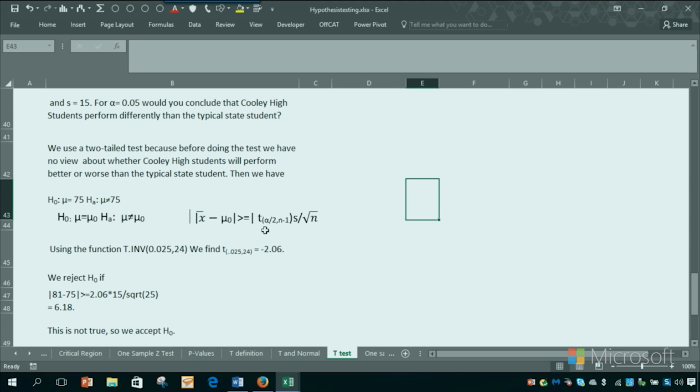Now how do I get that t.025 with 24 degrees of freedom? I use that t.inv function we discussed in the last video. If you type in t.inv 0.025 with 24 degrees of freedom, you'll get minus 2.06.